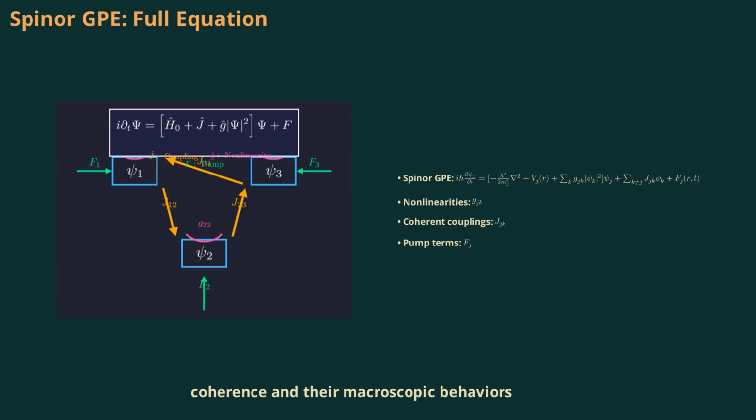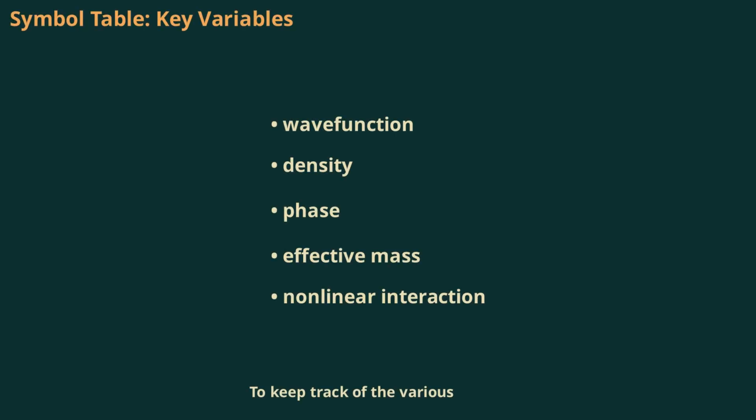To keep track of the various components in the multi-flavor polariton field, let's review the key symbols and their meanings. Psi j represents the wave function for flavor j, N j is the density, theta j is the phase, M j star is the effective mass, G jk is the nonlinear interaction coefficient, J j is the coherent coupling, F j is the pump term, j j is the current density, and P pol is the total polariton momentum. Understanding these variables is essential for interpreting the mathematical and physical structure of the system.